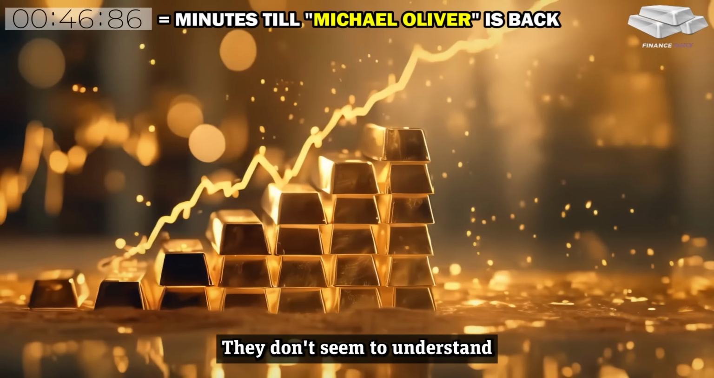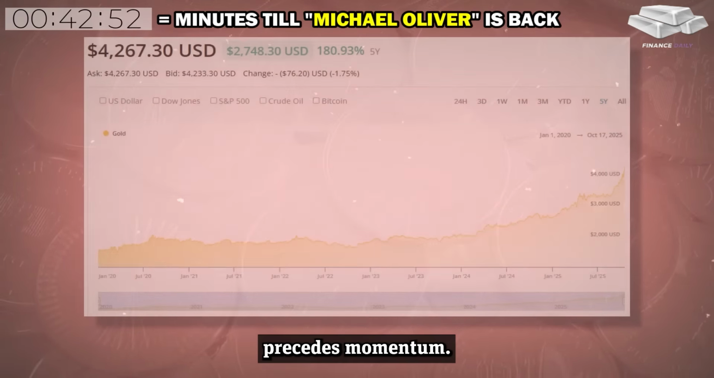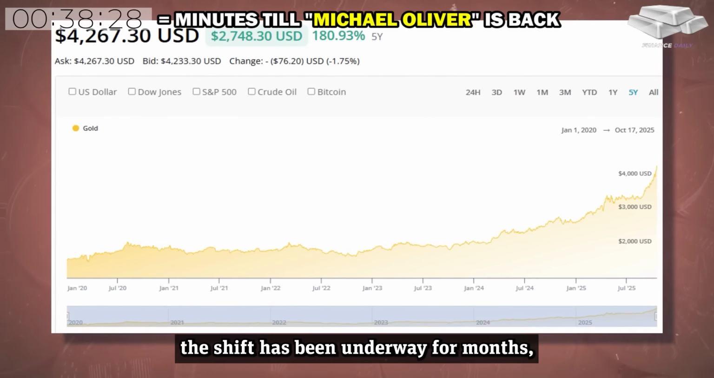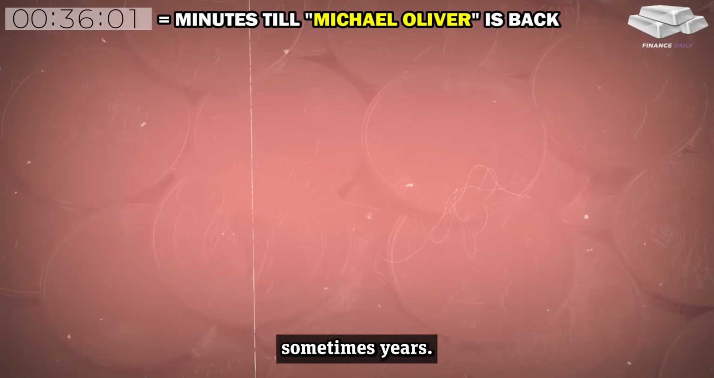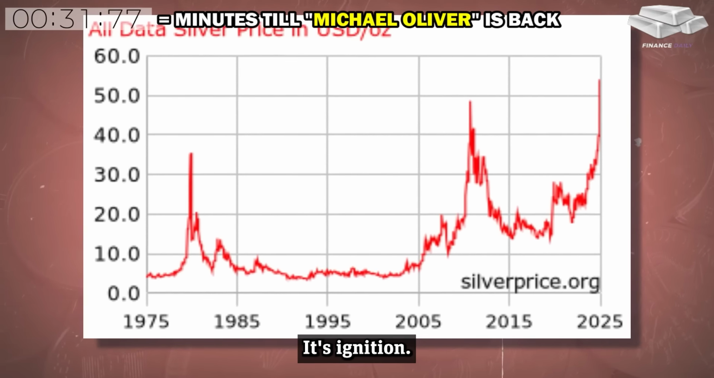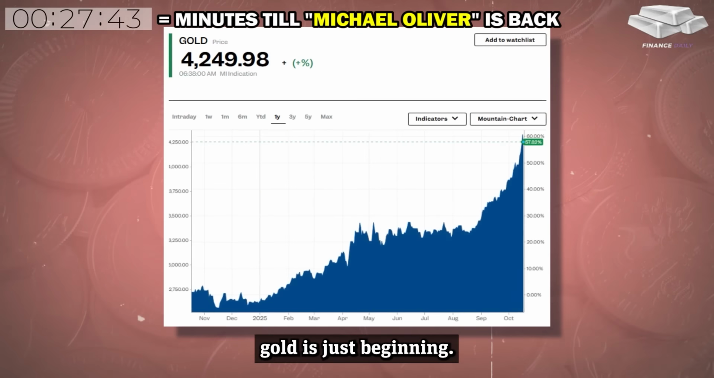They don't seem to understand that momentum precedes price and relative performance precedes momentum. By the time the price makes its final run, the shift has been underway for months, sometimes years. What we're witnessing isn't exhaustion, it's ignition. Gold is not overdone. In fact, structurally speaking, gold is just beginning.